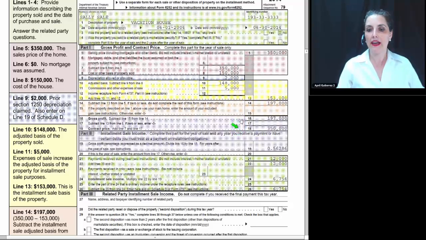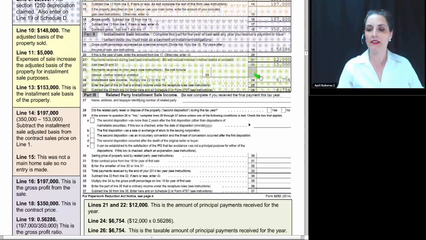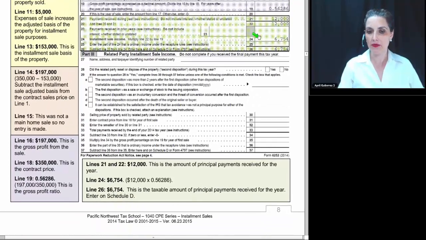We're going to divide $197,000 by the contract price, and when we do that, we get a gross profit percentage of 56.286%. We're going to multiply that by the payments she received during the year, which totaled $12,000. And so $12,000 times 56.286% gives us $6,754 of income for the year. That is her capital gain income for the year. That is the amount that she's going to have to pay tax on.